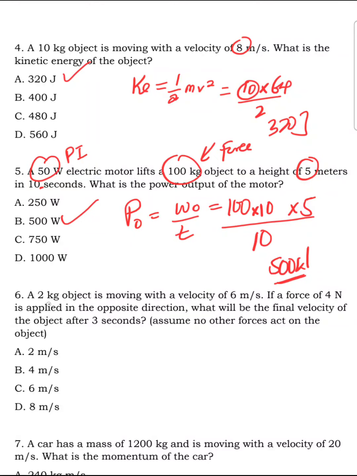And the next one says a 2 kg object is moving with a velocity of 6 meters per second. If a force of 4 Newton is applied in the opposite direction, what will be the final velocity of the object after 3 seconds?